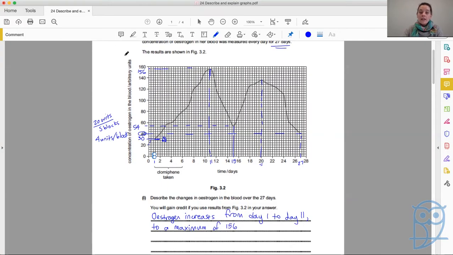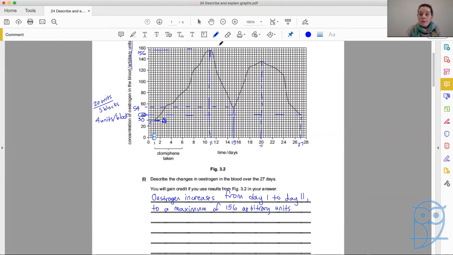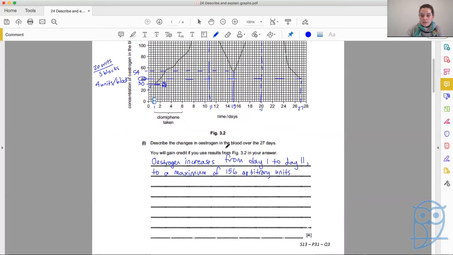We always give our units whenever we take readings off. Okay, units here are arbitrary units, which means there's just some random unit and we don't need to worry about it, but that is the unit, so we need to write it 156 arbitrary units. Okay, so increasing from day 1 to day 11 to a maximum of 156. From day 11 to day 15, we're going to decrease. All the way down to, and we said this one here at the bottom here is 54. Arbitrary units.